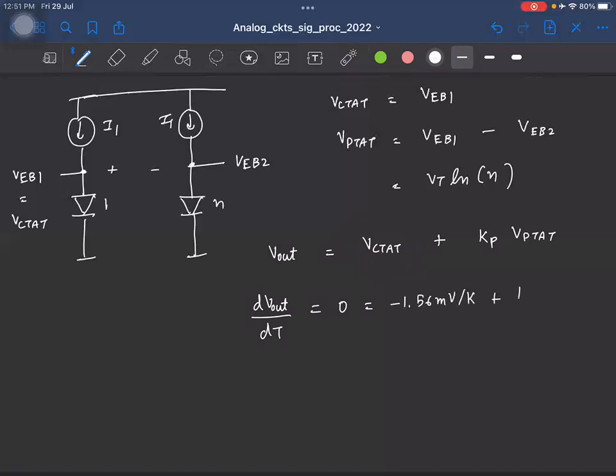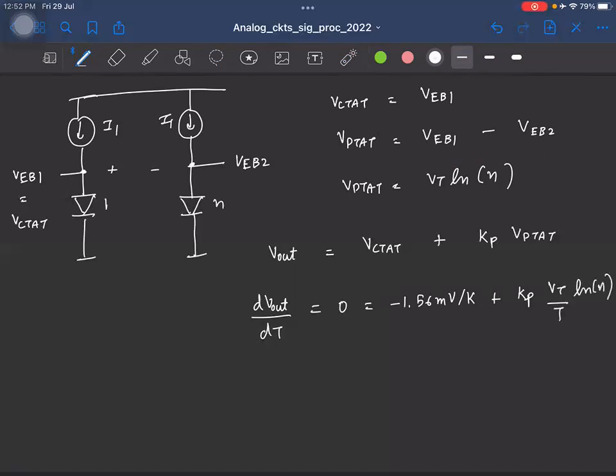Now Kp times the derivative of the PTAT voltage with temperature. And from this, can you tell me what is the derivative? I mean, we need to differentiate the PTAT voltage with respect to temperature. So this is the expression for the PTAT, right? Vt ln n. So if I take the first derivative with respect to temperature, what do I get? K by Q. Again, I'll write K by Q as Vt by T, right? That's easier to calculate. So Vt by T ln n.